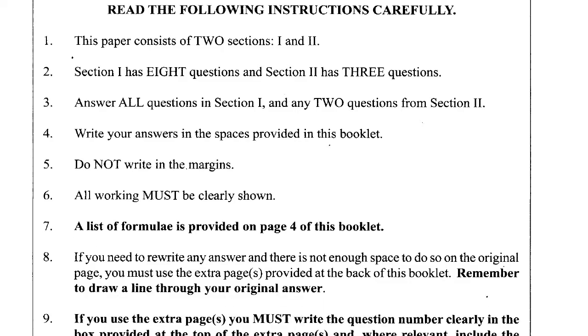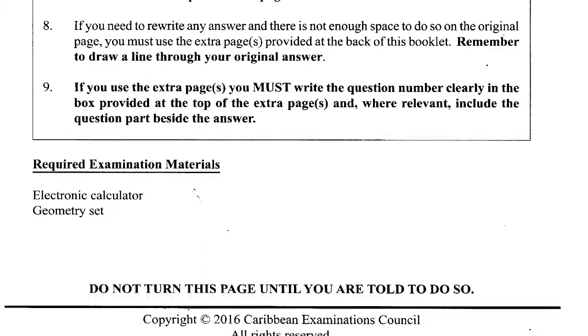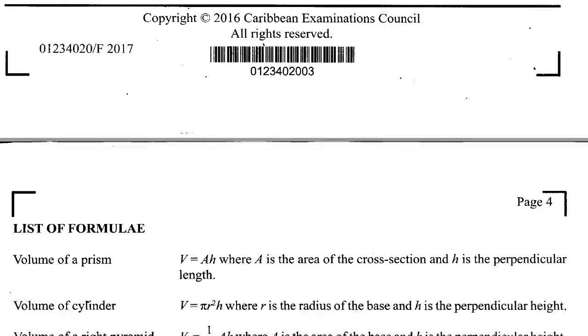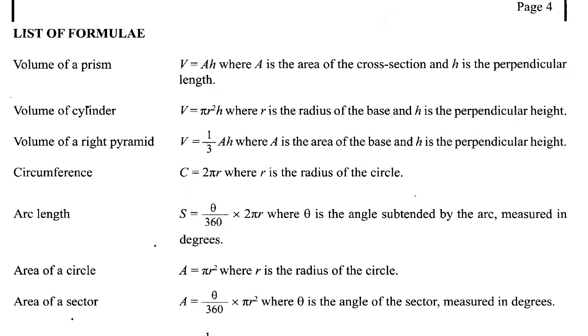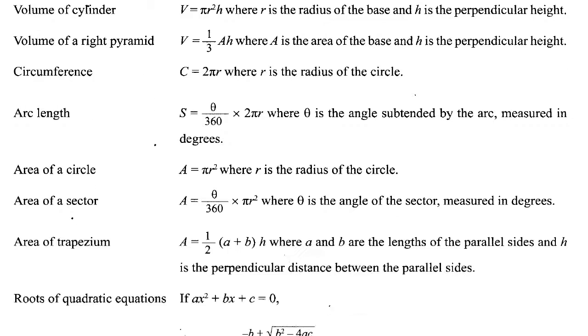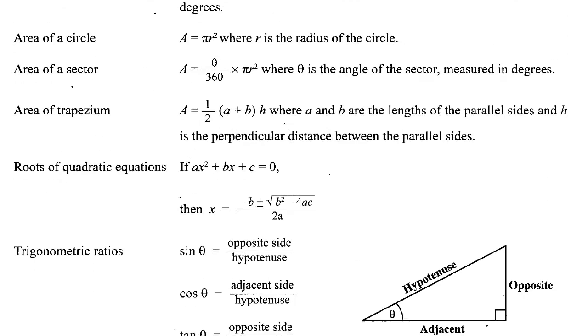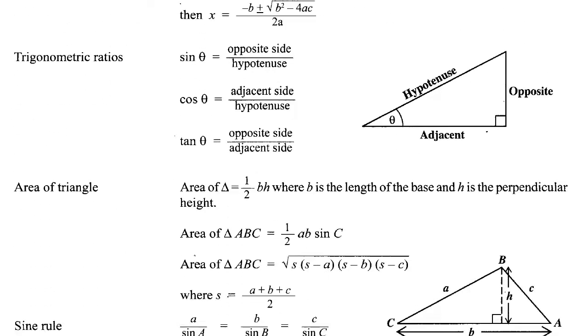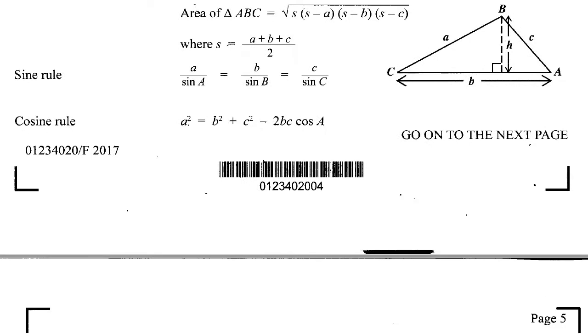All the papers have the same instructions. Now, these are things that you need to know: arc length, circumference, volume of a cylinder, volume of a prism, area of a circle, and so on. So how do you get all that stuff into your brain? Well, the trick is you can use flashcards. Yes, flashcards.